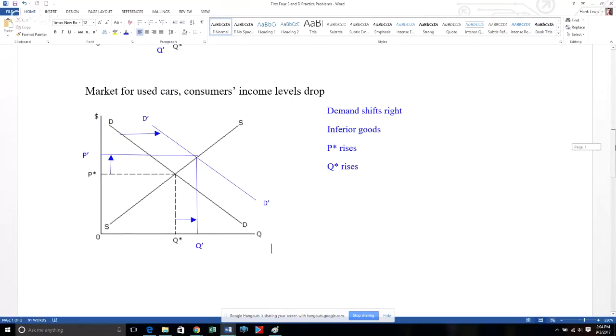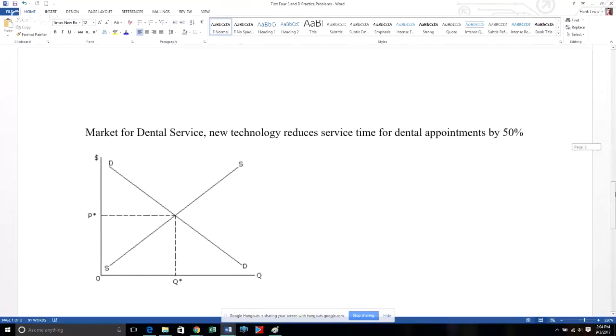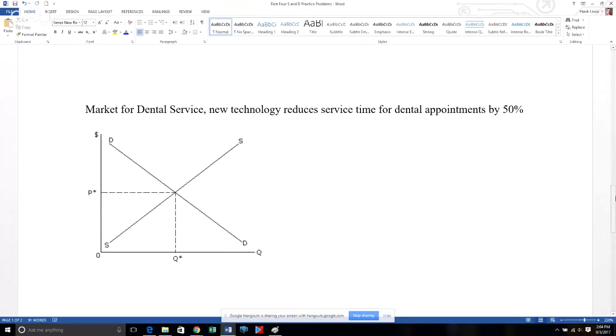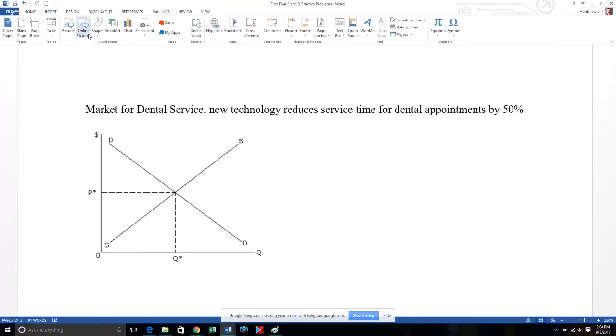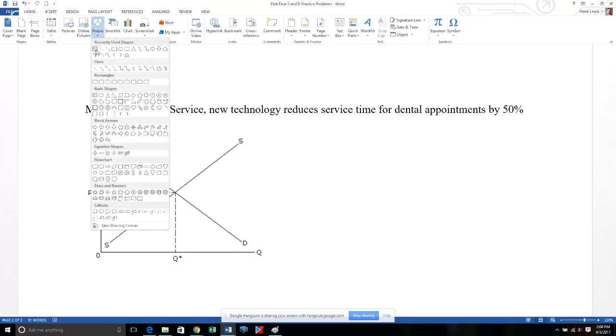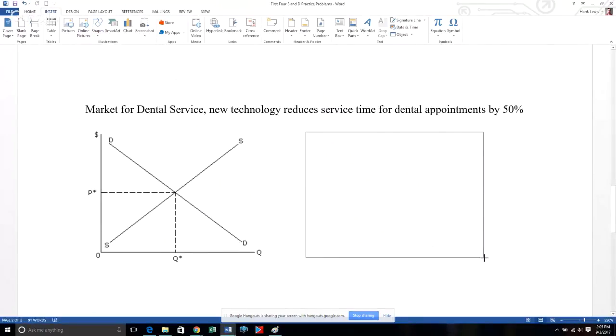Okay, so let's deal with one more of these sample problems here and we'll wrap up for this video. Market for dental service. This is the example I talked about. All else being equal, that brand new technology is going to reduce service time for dental appointments. Class, dental appointments are a service. That's an important thing to remember, y'all. And so in the case of dental appointments here, time is literally money.